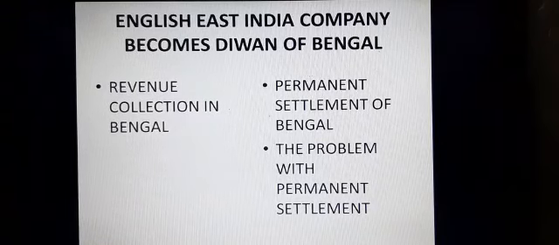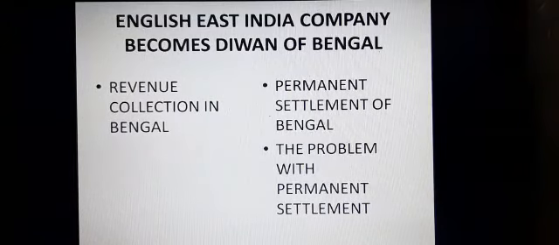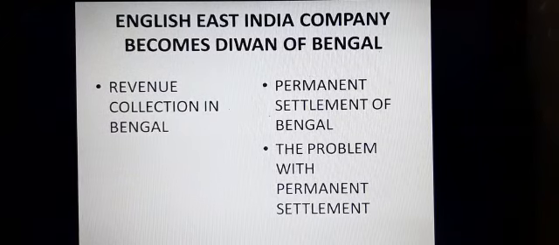And for the cultivators, the system of zamindari was very oppressive. It was exploitative in nature. They had to pay high rent to zamindars, and to pay the rents, they had to borrow money from the moneylenders. So these all were the problems with the Permanent Settlement.